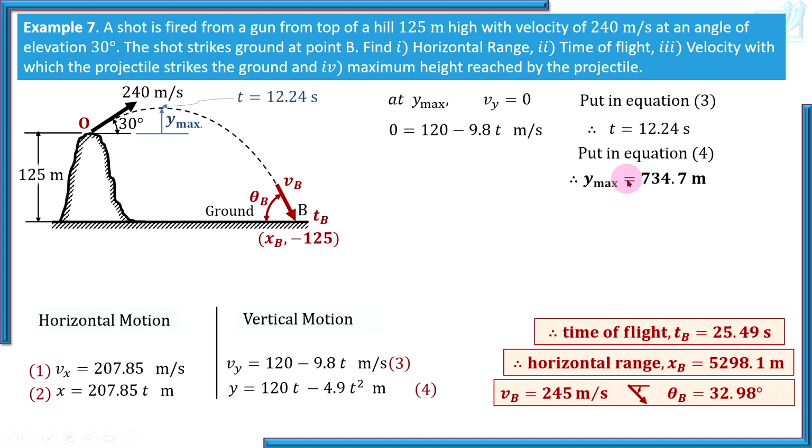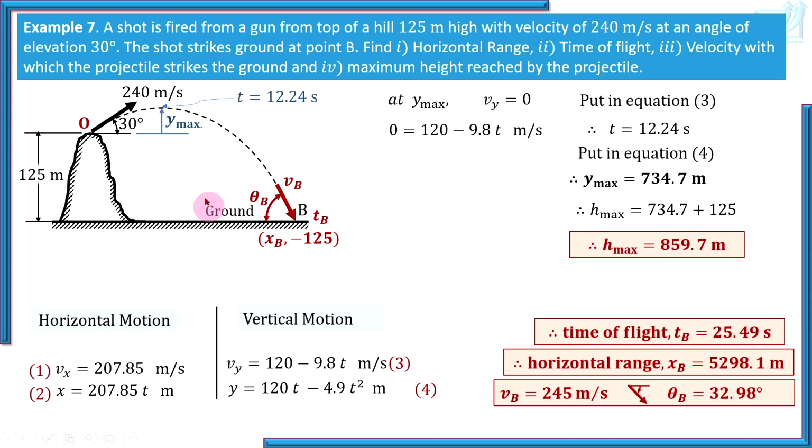But this is not the answer. Coordinates are measured from origin, but height is to be measured from ground. So you should add that 125 meters and write the answer. So h max is equal to 859.7 meters. This is the maximum height reached by the projectile, 125 plus y max. So this is how we have solved the problem.